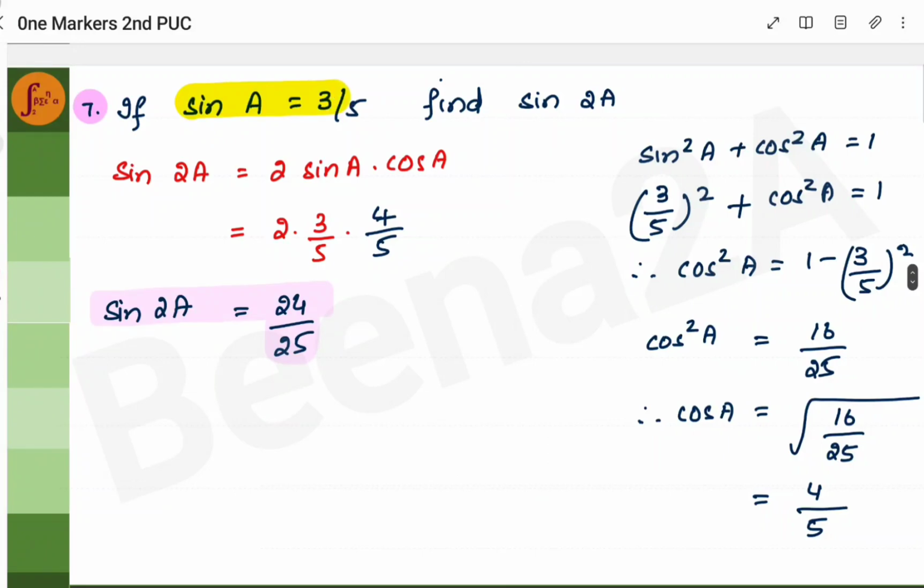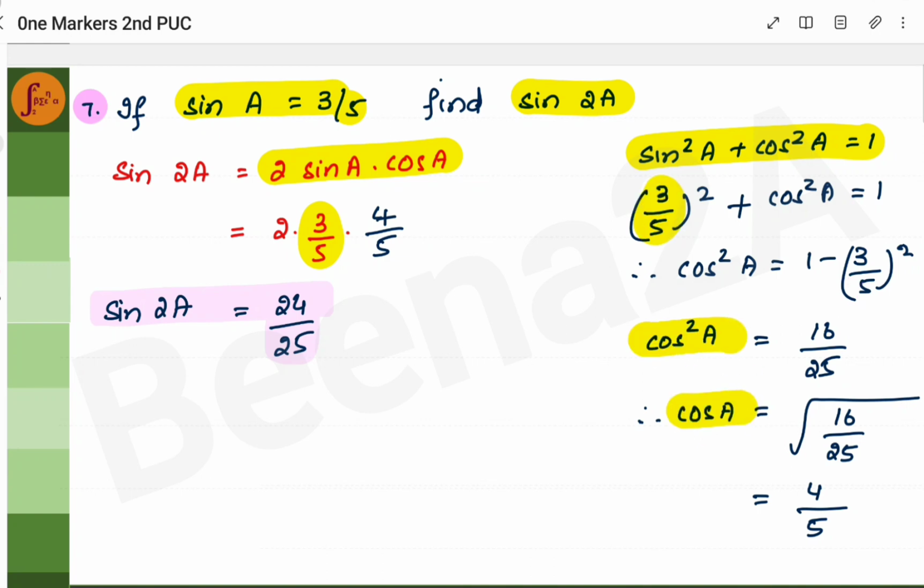Next one. If sin A is 3 by 5, find sin 2A. What is the sin 2A formula? 2 sin A cos A. Sin A is given. I don't know what cos A is. Use the formula sin square A plus cos square A is 1. Substitute sin square A and find cos square A. Then find cos A. It will become 4 by 5. Substitute here and you will get sin 2A.